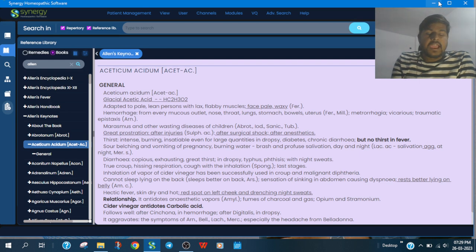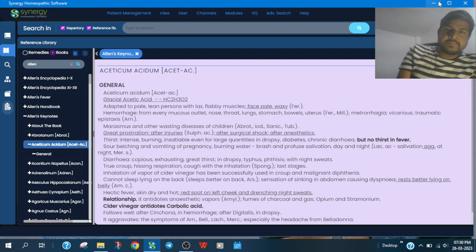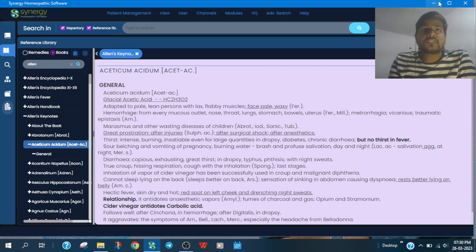It is commonly known as glacial acetic acid, and it is adapted to a lean person with lax flabby muscles, face pale and waxy. So there are some medicines like ferrum metallicum, coca, and amyl nitrosum that have a pale face with other symptoms. In ferrum metallicum there is an extreme paleness of face and lips, which become red and flushed on least pain, emotion, exertion, and there is blushing. In the bracket there are two more medicines, amyl nitrosum and coca.